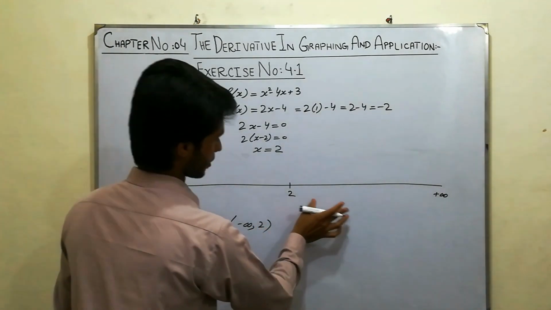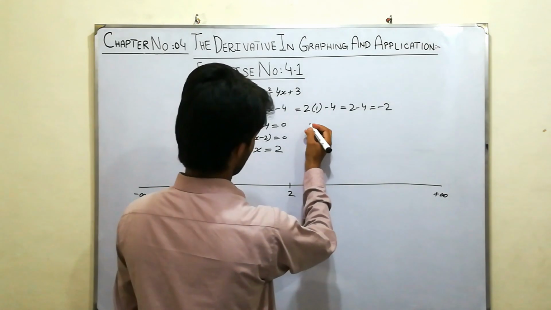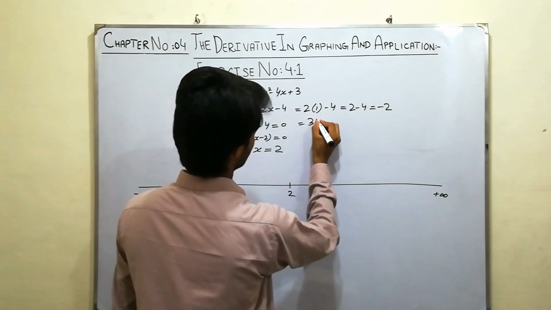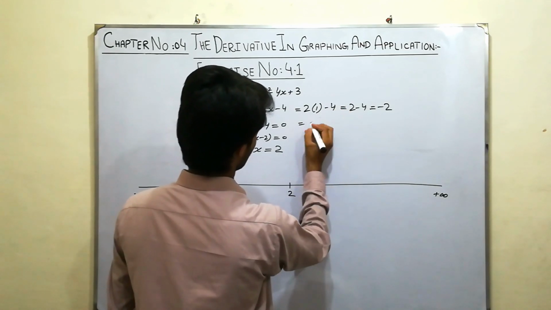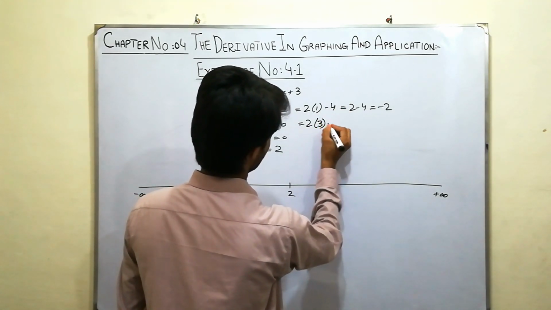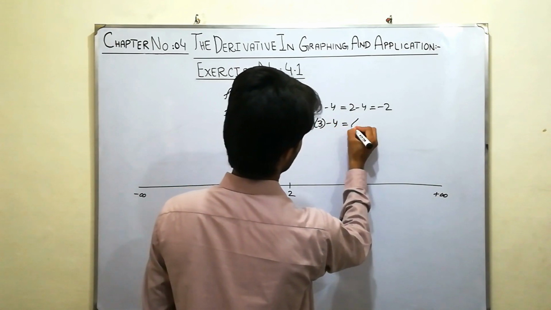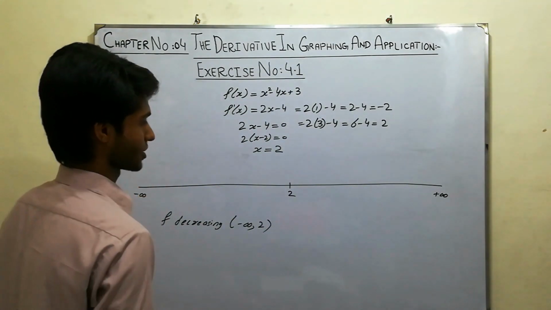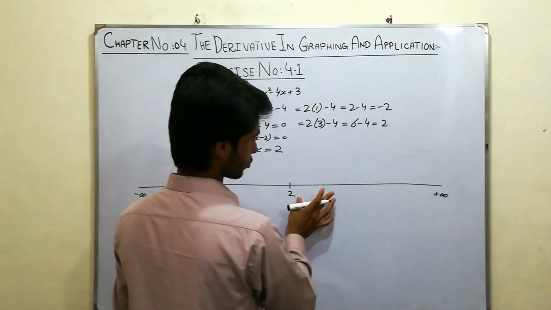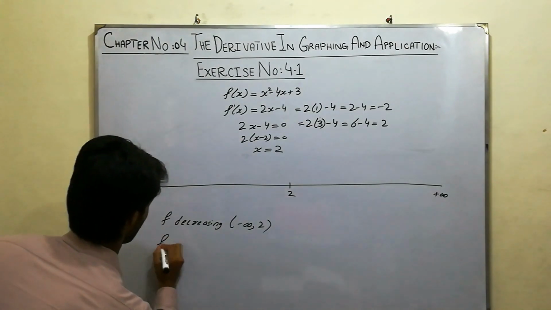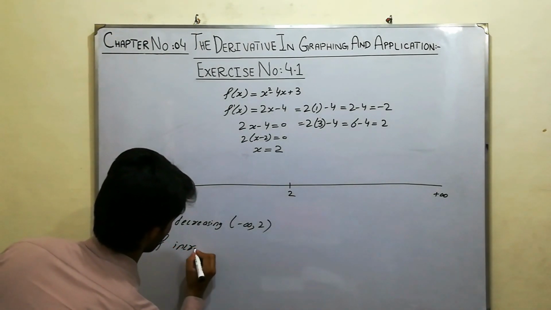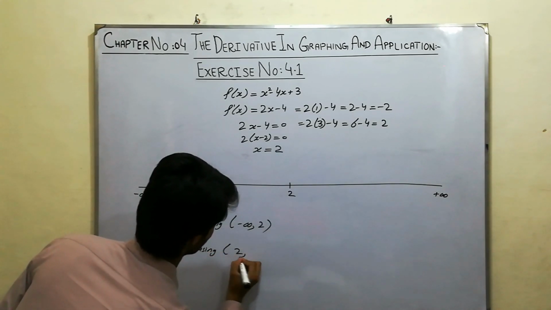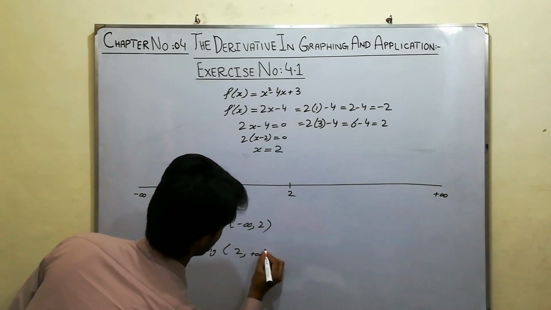And if we put a value greater than 2, let's suppose 3, we have a positive value. So the function is increasing from 2 to plus infinity. f is increasing from 2 to plus infinity.